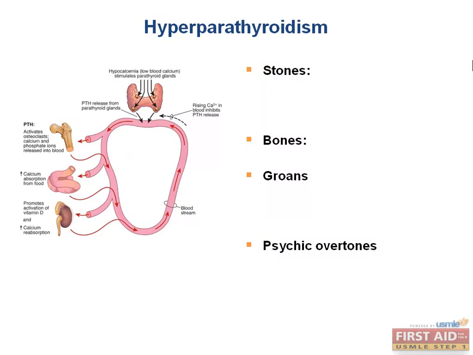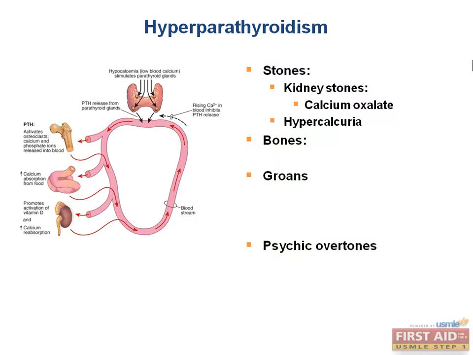Stones refers to kidney stones. Because of the increased serum calcium levels, you will be filtering a lot of calcium into the glomerulus, and even though you resorb more with the effect of PTH, you still get calcium in the urine, which is known as hypercalciuria. The types of stones you will see in these patients are calcium oxalate stones, which is actually the most common type of kidney stone overall.